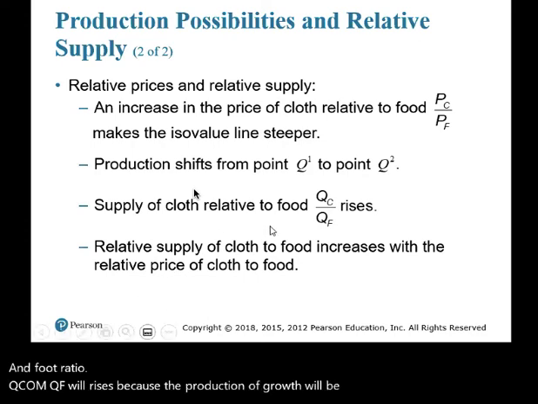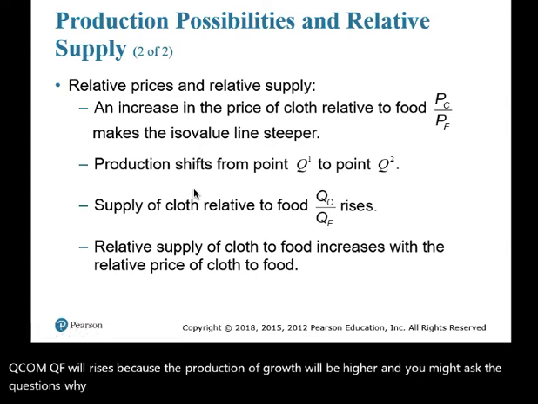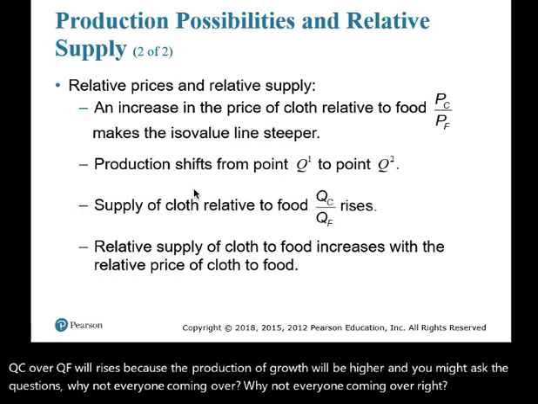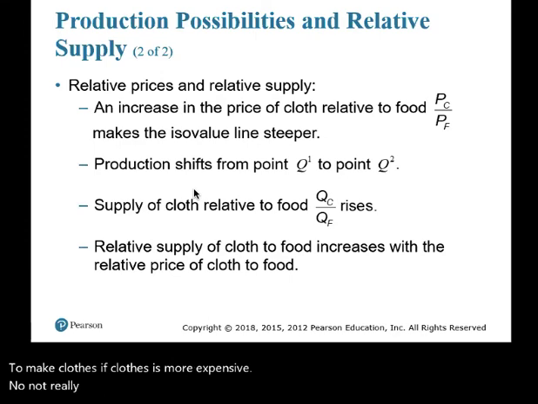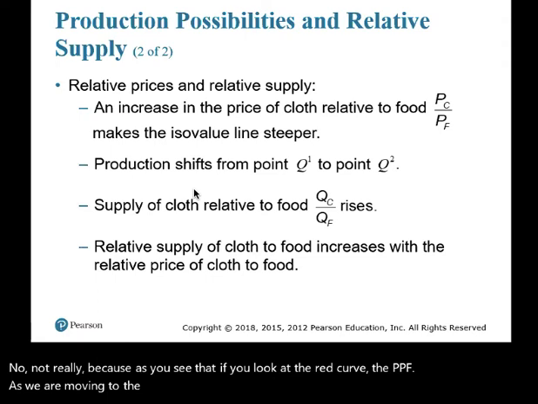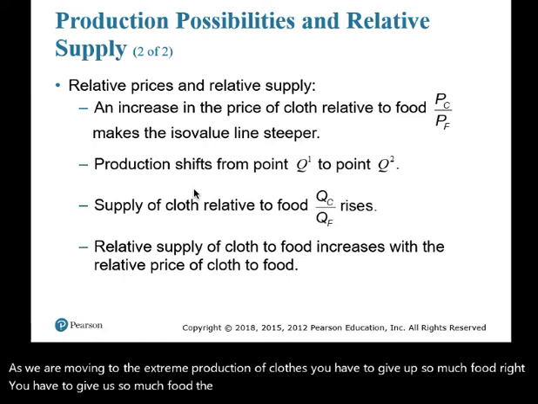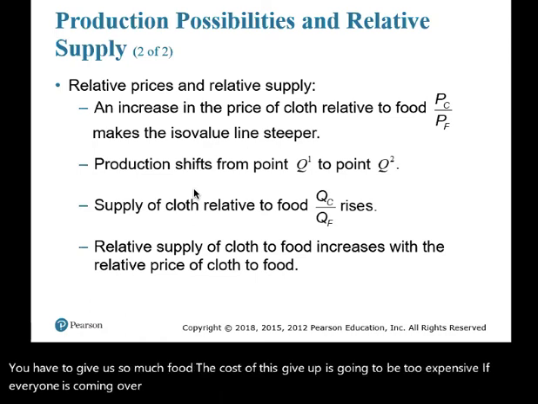And you might ask the question, why not everyone coming over to make clothes if clothes is more expensive? No, not really, because if you look at the red curve, the PPF, as we are moving to the extreme production of clothes, you have to give up so much food, right? The cost of this giving up is going to be too expensive if everyone is coming over to make clothes.